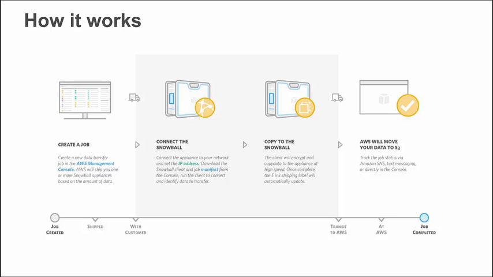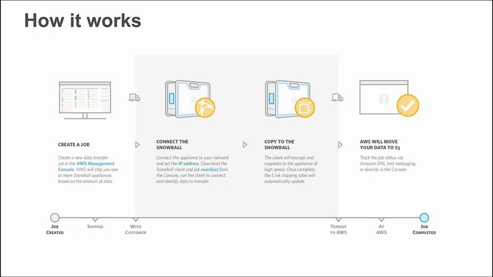Once you receive the device, you'll need to connect it to power and to the network and provide an IP address either manually or via DHCP. From there, data is copied to the Snowball via the client software, which is a command line tool loaded on a host in your environment. The client then encrypts all the data before it transfers it to the Snowball, so it only lands encrypted.